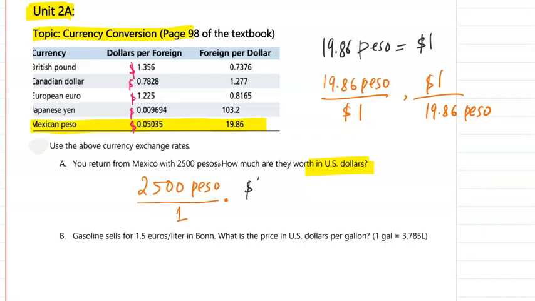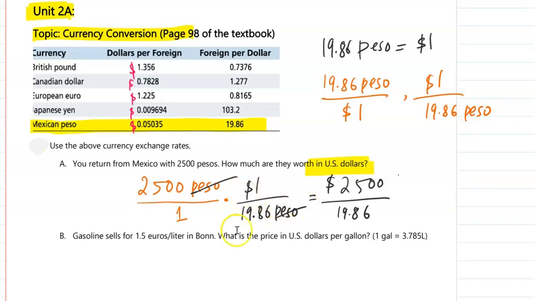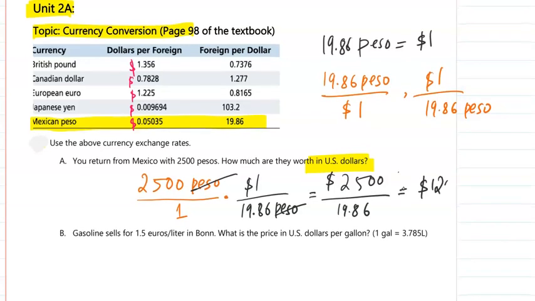So you get $1 divided by 19.86 peso. The peso cancels, and you have 2500 times $1, which is $2500, divided by 1 times 19.86, which is 19.86. Notice that the peso cancels, and you get the answer in the dollar, which is the same as we had before, 125.88. So 2500 peso equals $125.88.